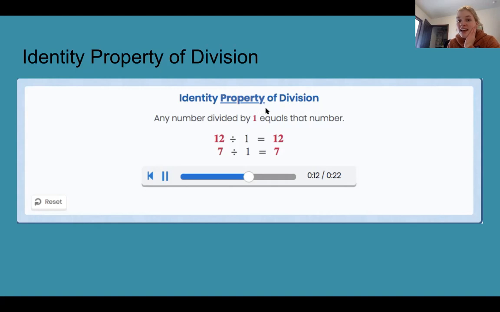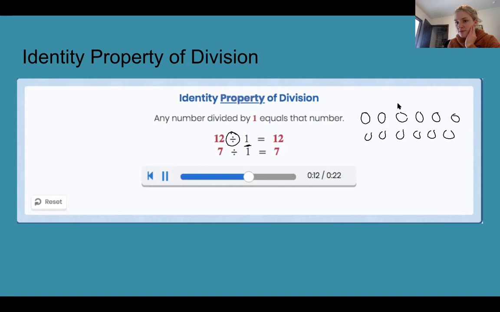It says any number divided by 1 equals that number. Which is really slick, because all you'd have to say is, oh, 12 divided by 1? Oh, that's just 12. So why does that work? Well, if you have 12 of something, maybe I have 12 cookies, and I want to divide these 12 cookies into one group.